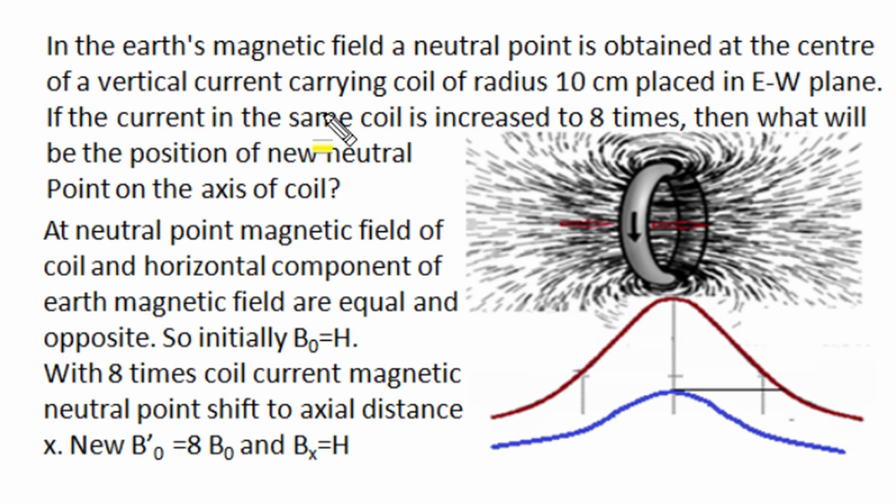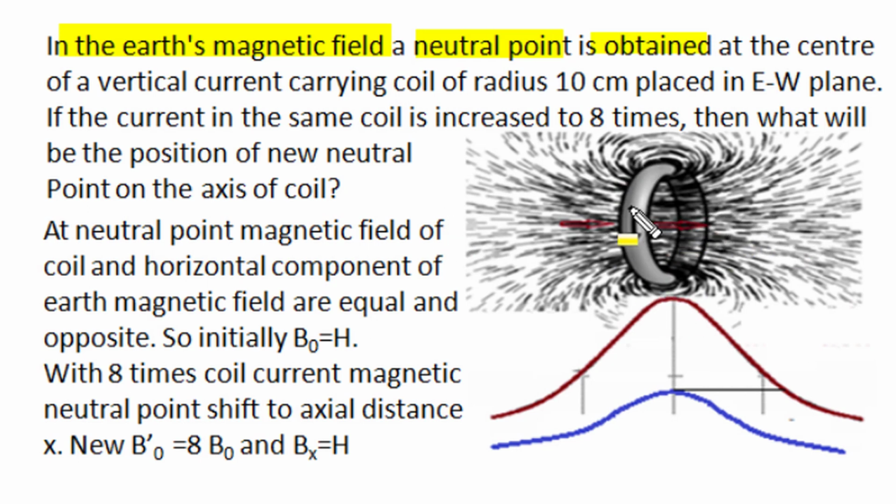This example is very important from our examination preparation point of view. In this example it is given that in the earth's magnetic field there exists a neutral point where the resultant magnetic field of the earth's magnetic field and another source's magnetic field becomes 0. Such a neutral point is obtained at the center of a vertical current carrying coil of radius 10 cm, and this coil is placed in the east-west plane so that this coil itself produces its magnetic field in the south direction, equal and opposite to the earth's magnetic field in the north direction.